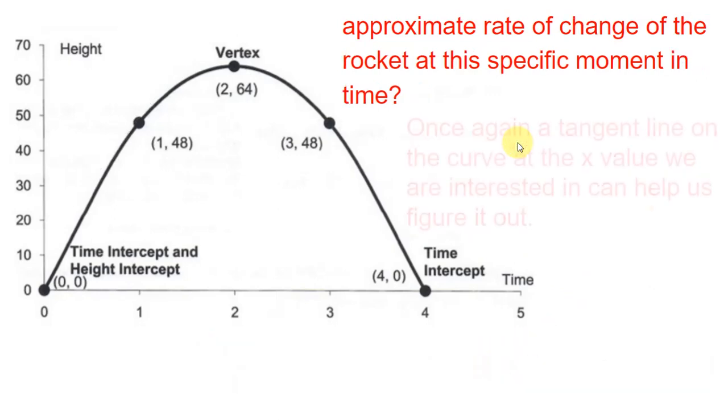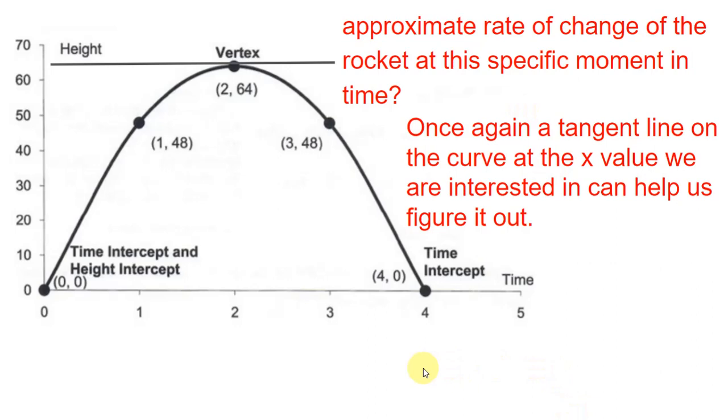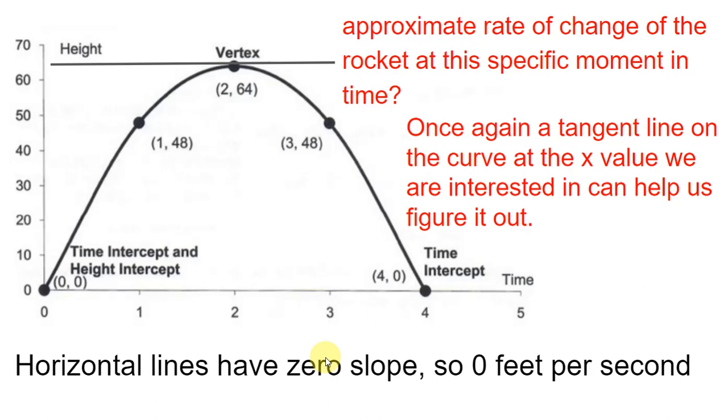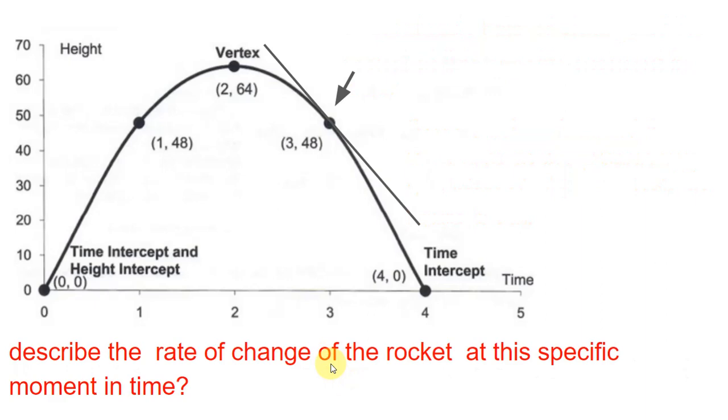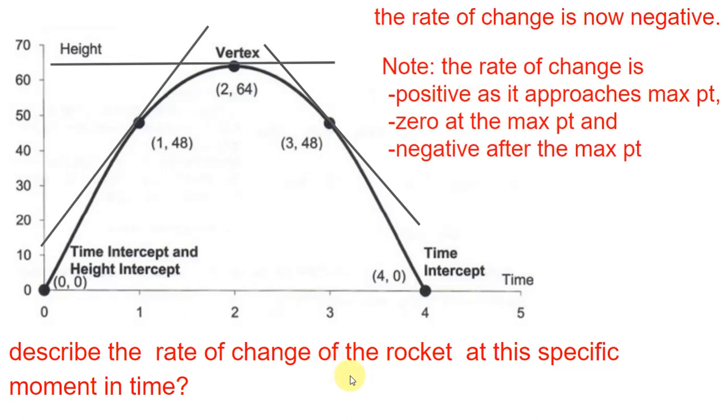At this particular time, if I use a tangent line, you'll see that a tangent line at this point is going to be horizontal. And so the slope of a horizontal line is 0. At that particular point, it's going to be going 0 feet per second. And then if I were to go on this side, what would the rate of change look like over here? Well, you'll notice how it's negative. And so that's a negative slope. Note that the rate of change is positive as it increases to a maximum point. It's 0 at the maximum point, and then it's negative after the maximum point. This is going to come up later.